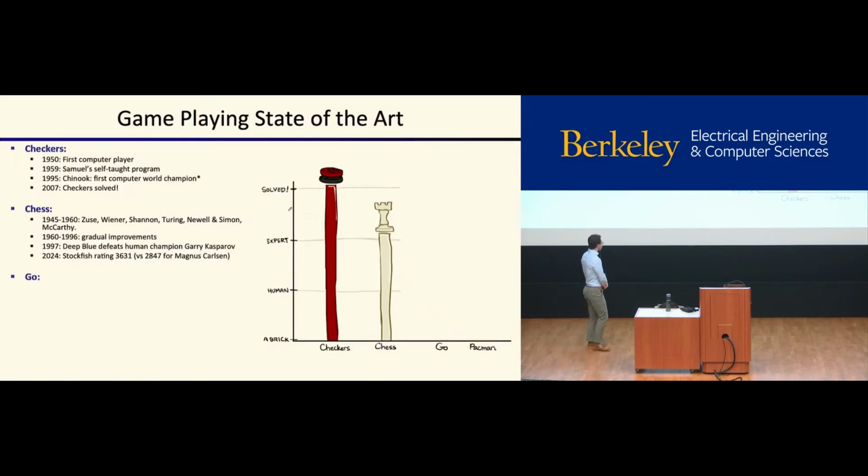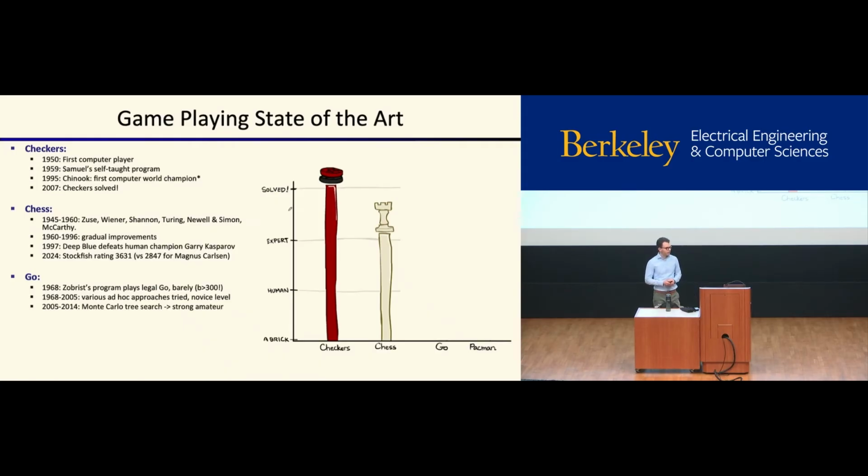And then there's Go, right? Go has an even larger branching factor. It's played on a 19 by 19 grid. That means there are about 300 to 400 moves that you could make at any given turn. And so it wasn't until 1968 that there was a program that could even play legal Go, because there are just so many moves you have to pay attention to. Then from 1968 to 2005, we tried some different techniques. Eventually, we reached sort of novice level. And then from 2005 to 2014, we added Monte Carlo tree search, which we'll talk about on Thursday. And this got us up to sort of strong amateur level.